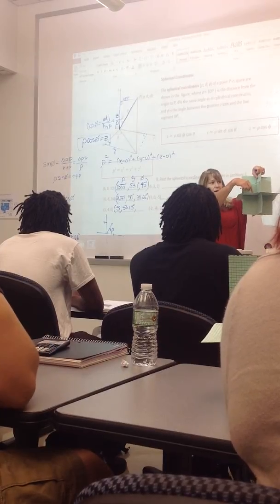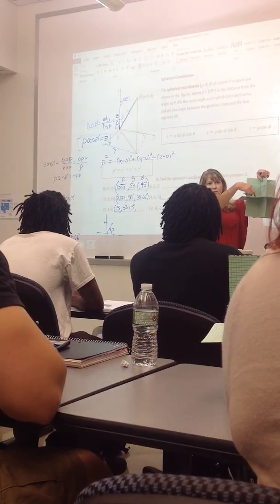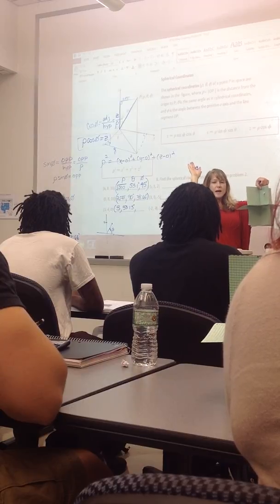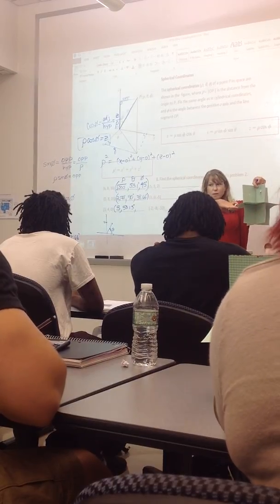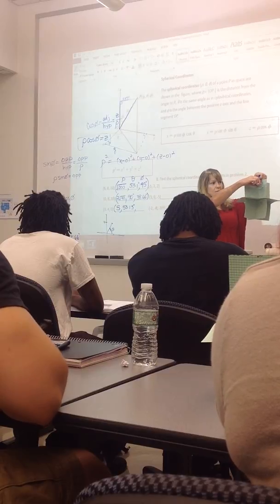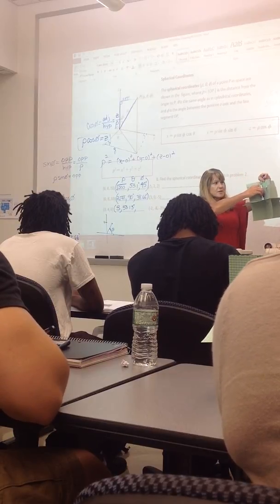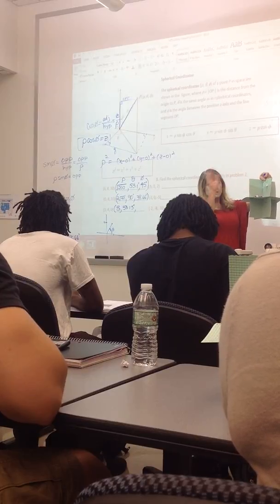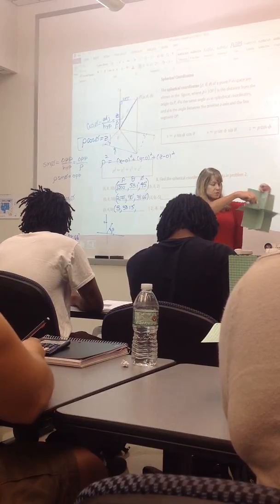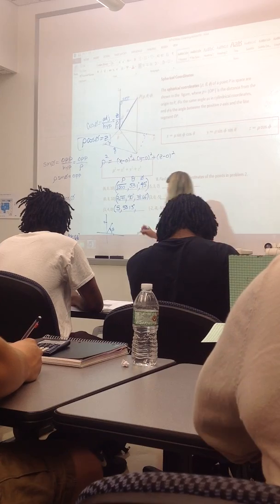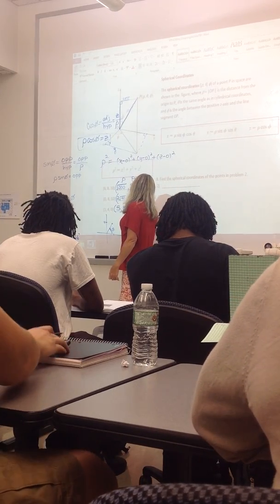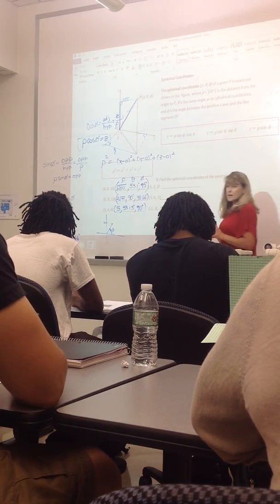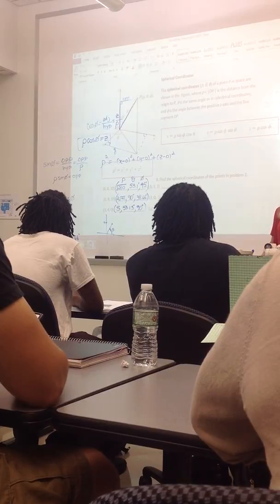So phi is 90 degrees. If I rotate from the z-axis all the way down to the xy plane, so that I'm lying in the xy plane, that angle is 90 degrees. So I don't have to do any work. Does that make sense? Is everybody seeing that?